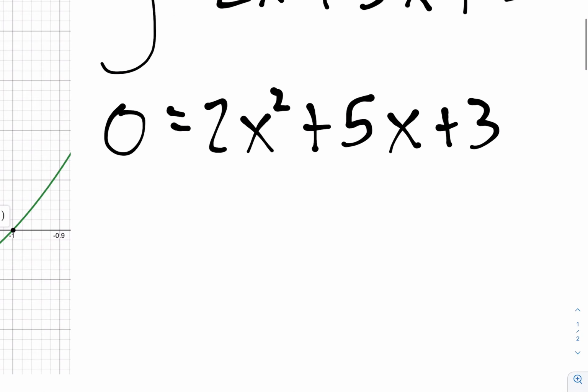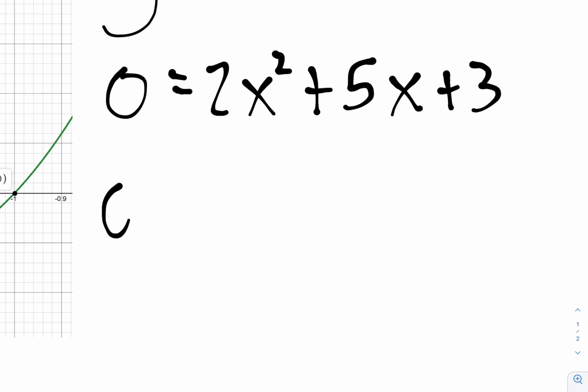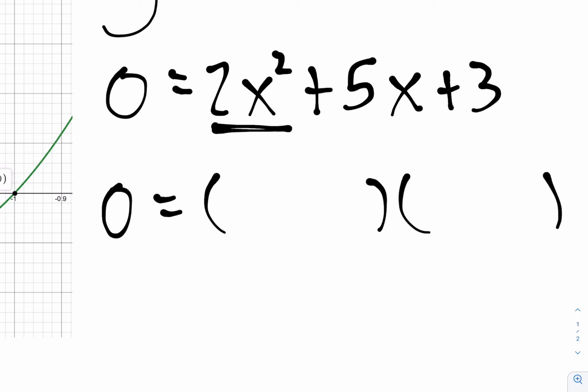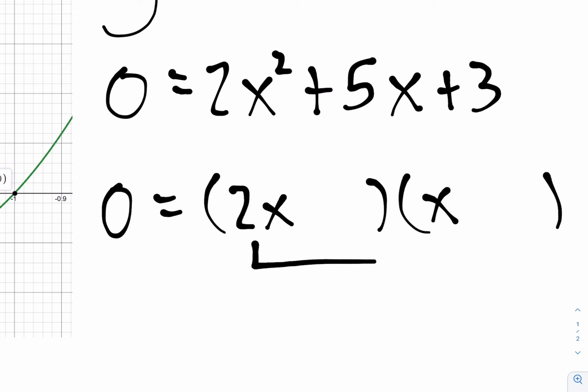with whole numbers. So we can use the box method, we can use factoring by grouping, but we can also think about it just like in our heads, because this coefficient in front of the x squared is 2, so we know the first kind of the leading parts of the brackets are going to be 2x and x, right? Because those are going to have to add or multiply to 3x.